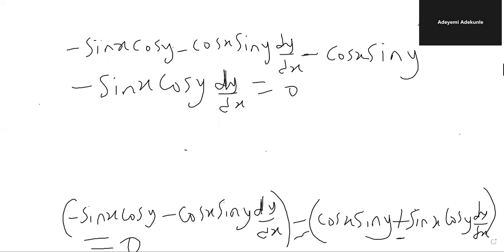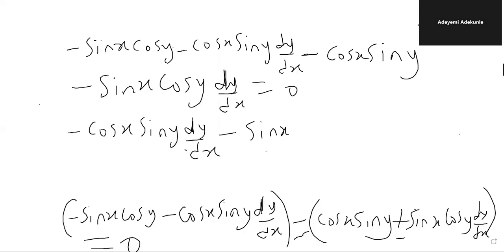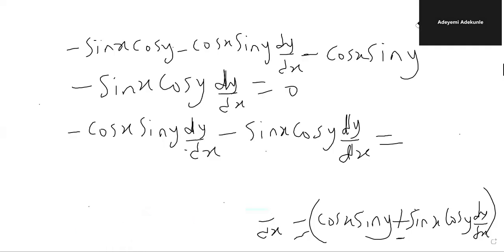0. So let's take the ones with dy/dx together and take the ones without dy/dx to the other side. So meaning I can write this as minus cos x sine y dy/dx. I'm writing the ones with dy/dx together. Then we have it here too. Minus sine x cos y dy/dx equals to, let me finish it here.